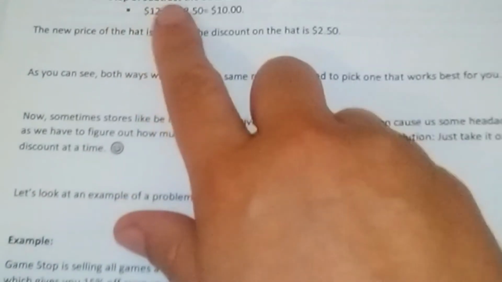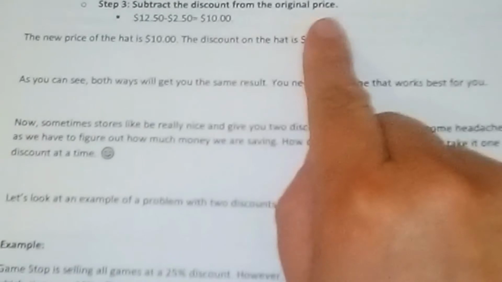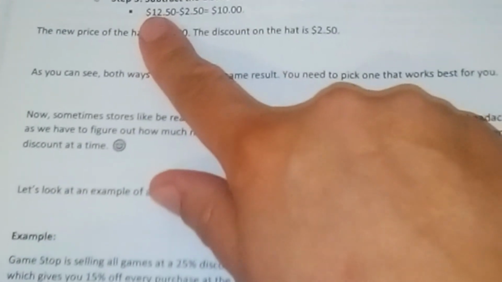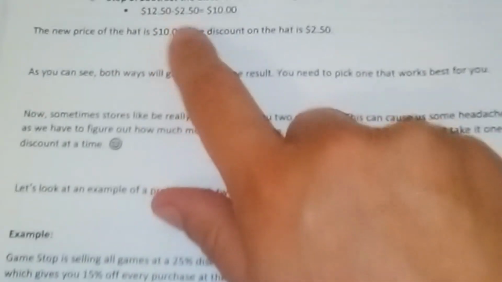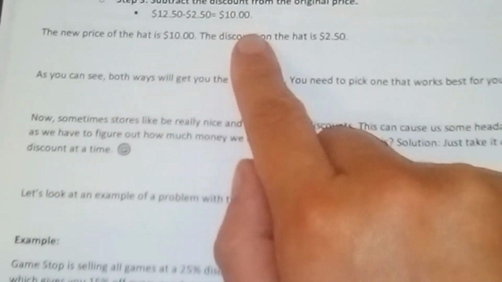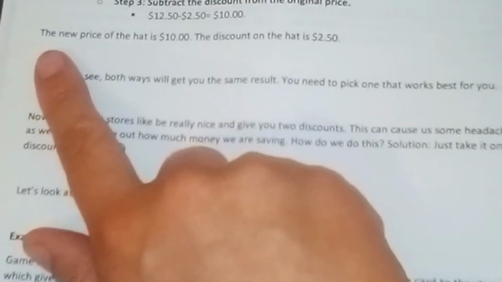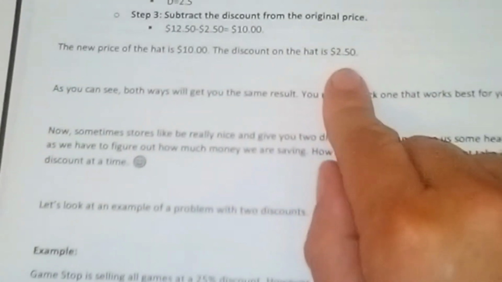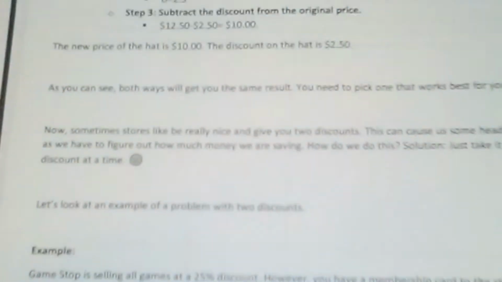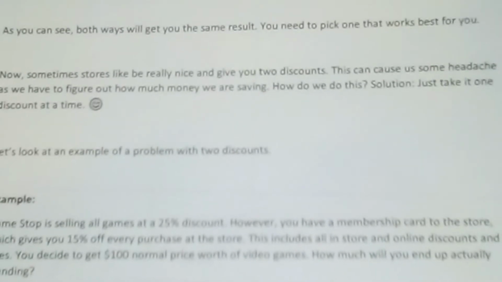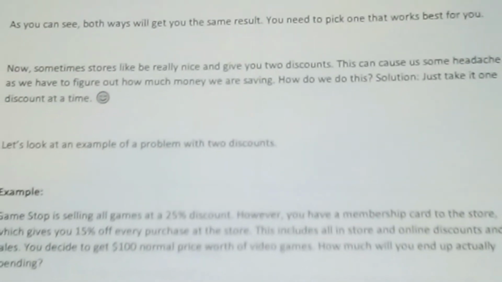So step 3 is to subtract the discount from the original price. So we're going to find our original price again, which is $12.50, minus our discount, and that's what we just found, $2.50, and when we do that, we get $10. So the new price of the hat is $10, and the discount of the hat is $2.50. So as you can see, both ways will get you the same result. You need to pick one that works best for you.